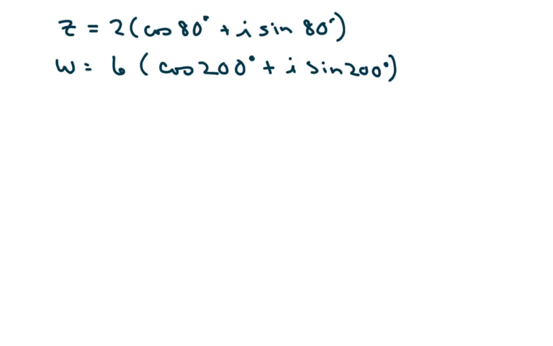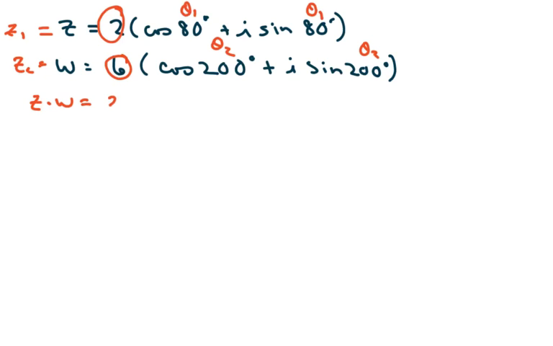Okay, we have 2 more to go. Here's one that's a little more complicated. It has your 2 R's, R1 and R2. Actually, you could call these C1 and C2 versus the W. Here are your angles: angle 1 and angle 2. So when you multiply, you get 2 times 6 times cosine of 80 plus 200 plus I times sine of 80 plus 200.